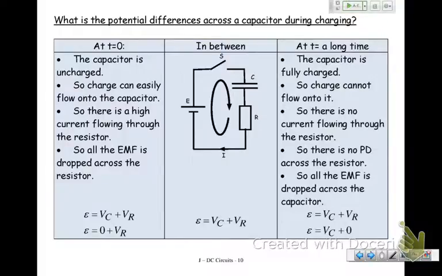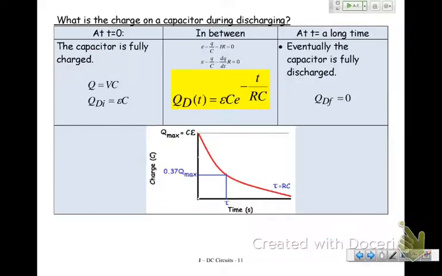When I'm at time t equals 0, my voltage drop across the capacitor equals 0, so all my EMF is across my resistor. At a long, long time, there's no current flowing, so there's no voltage drop across my resistor, so all my voltage drop is across the capacitor. In between, it's the sum of the two of them. Look at that.